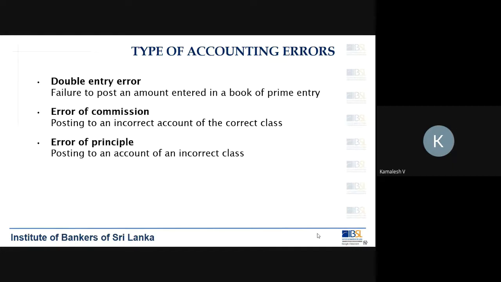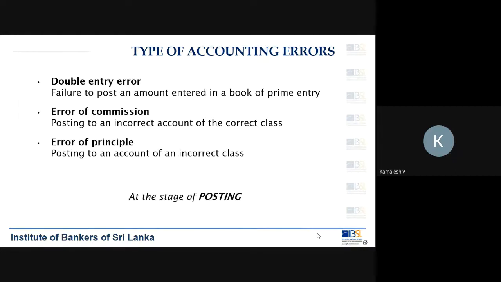But error of commission means what? You have selected the correct class, but put it to the wrong account. So that is an error of commission. Please remember the clear difference between error of commission and error of principle, because sometimes these might be tested in the examination in the form of an MCQ. They might give you this and ask what type of an error this is. So you have to be very careful.